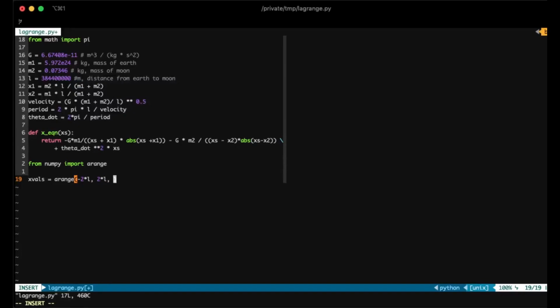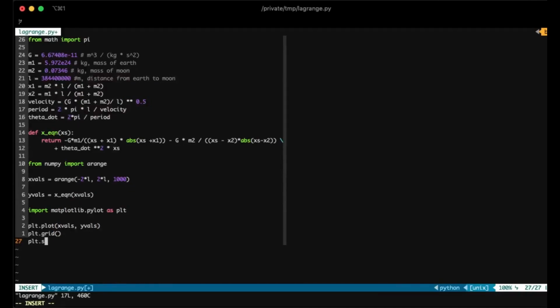So basically twice the distance of the Earth to the Moon on one side of the Earth and to the other side of the Earth. And our step for that, let's do it in increments of a kilometer. So that should give us a fairly reasonable value. So then from here, we say yvals equals, and so now we should have something we can plot. Import matplotlib.pyplot as plt, and we're going to say plt.grid and plt.show.